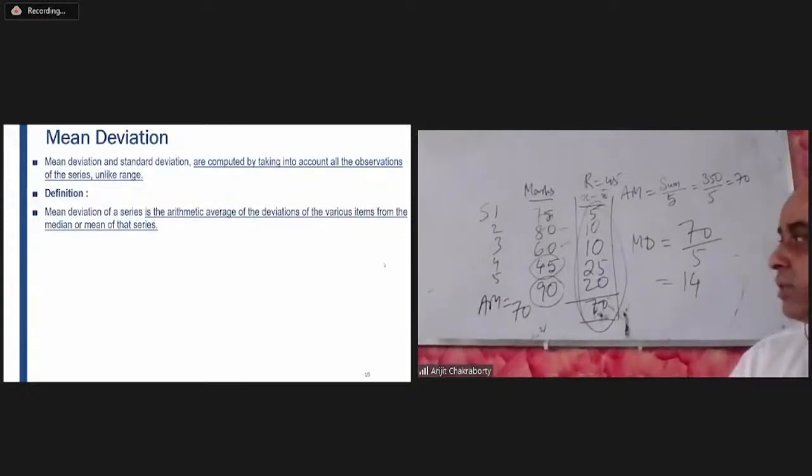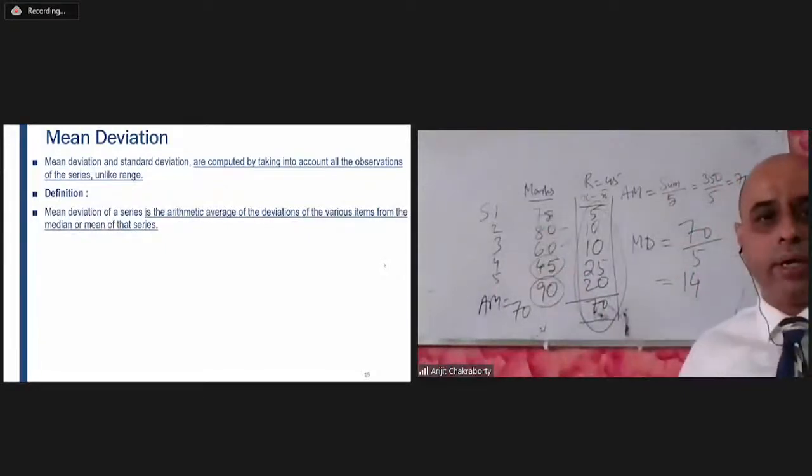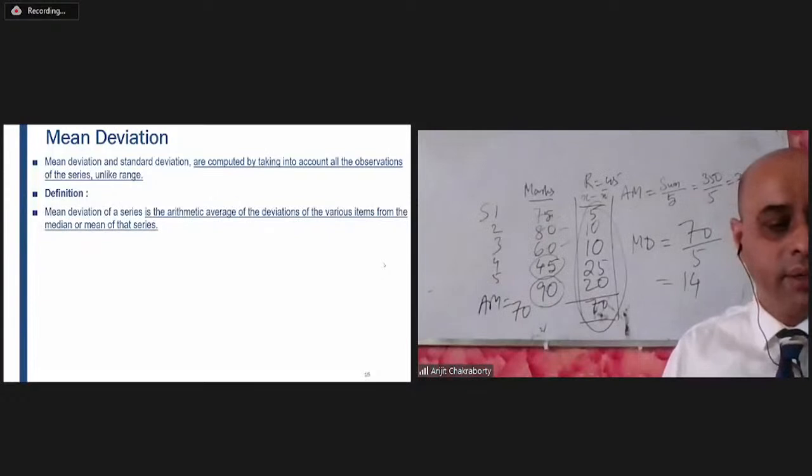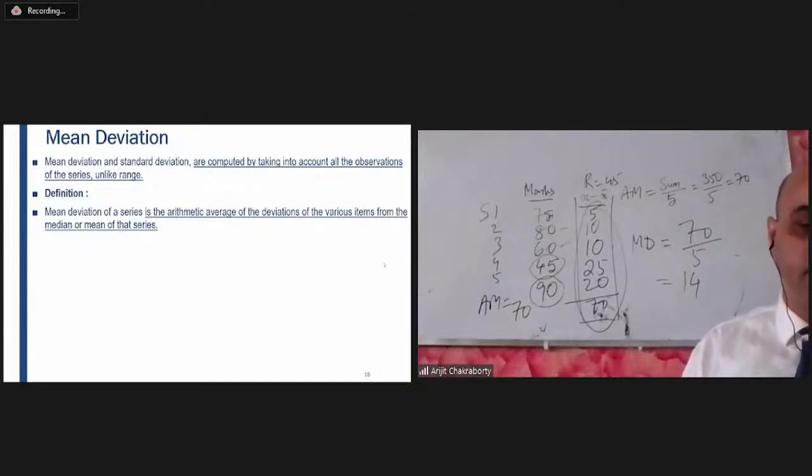Please see this calculation. This is not in the slide. I just took it by assuming certain figures and we have done it. Okay, AM is 70 and we have got 70 is the mean. Yes, 70 is the mean, absolutely. I have taken 5 students, yes.